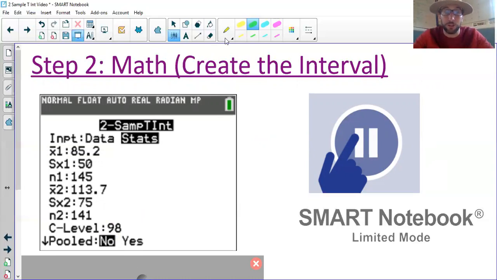One thing I want to point out here: when we do the 2-sample T intervals and tests, you're going to see this. We're always going to pick no for pooled. I'm not going to lie, I don't even know what that means. I'm serious. I don't know what that means. So yeah, always pick no. So you can see I've entered all the data there. No big deal. Got our confidence level.